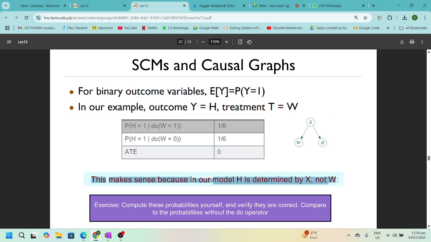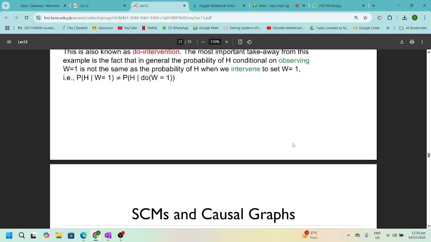And again, reiterating that it makes complete sense because in our data generating algorithm, now I'm not talking about real life. Real life में होगा impact, I'm sure. But for our model, जिसके through हमने data generate किया, H was never determined by W.